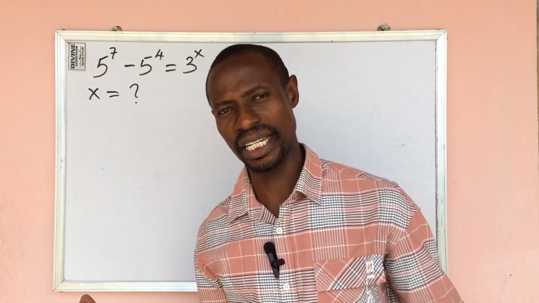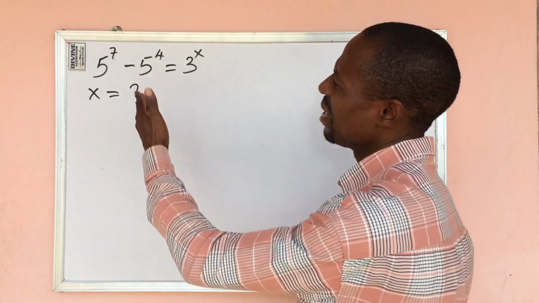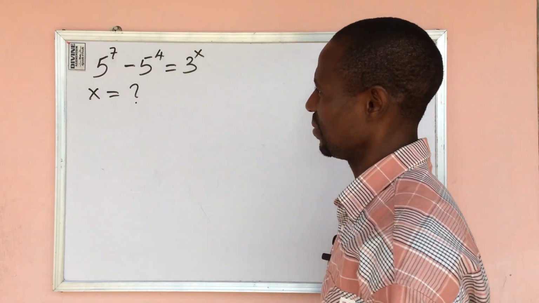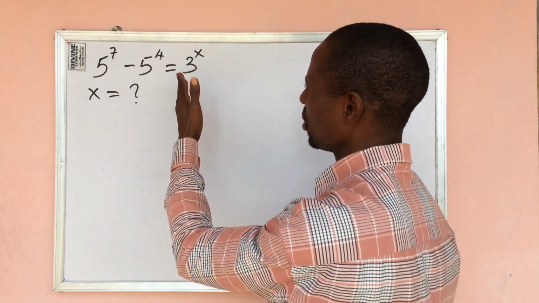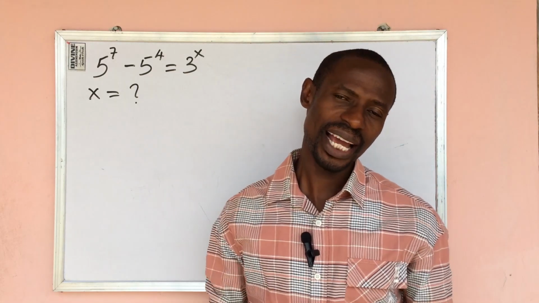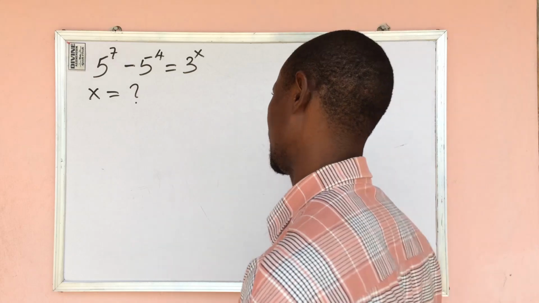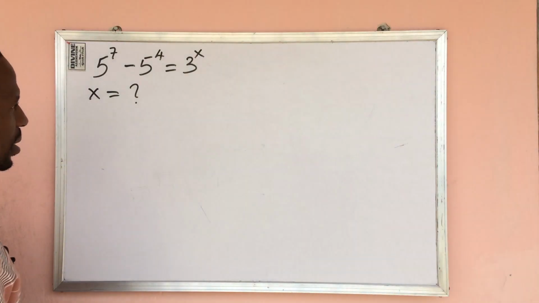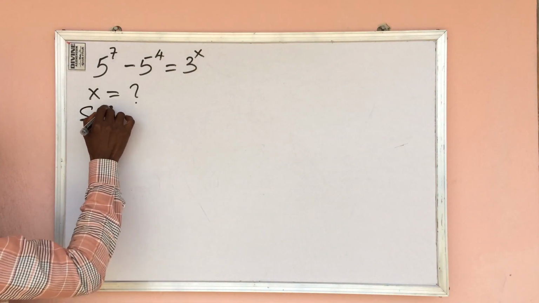Okay, today we have a challenge. The question says 5 to the power of 7 minus 5 to the power of 4 equals 3 to the power of x. What will be the value of x? So let's take our solution.